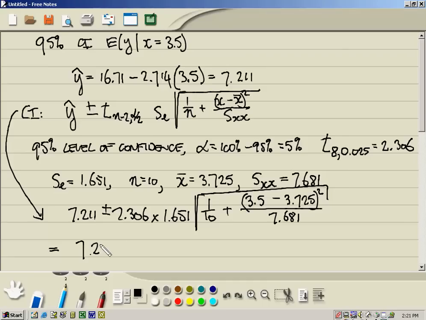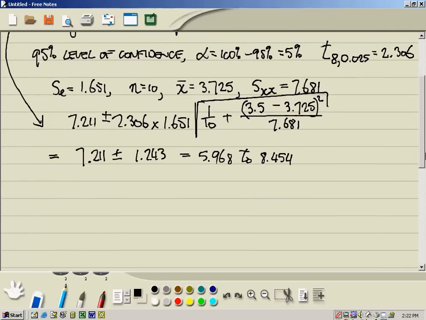And that works out to be 7.211 plus or minus 1.243, and that becomes 7.211 minus 1.243, which is 5.968, and then 7.211 plus 1.243, and that turns out to be 8.454. Okay, so this then is our 95% confidence interval.